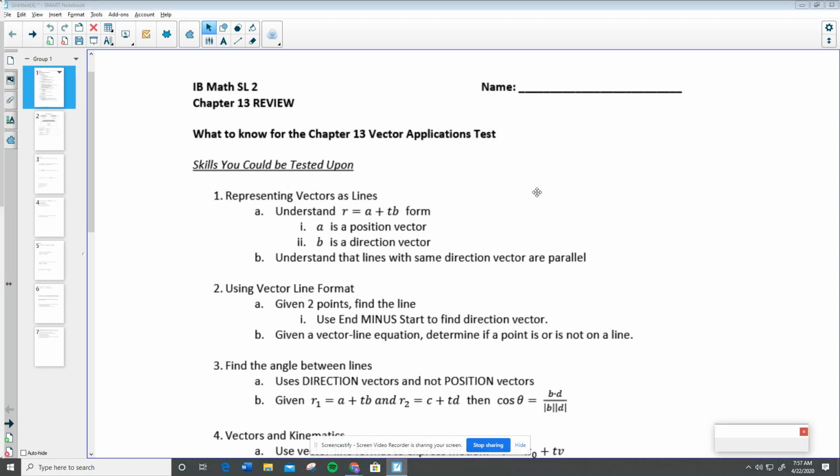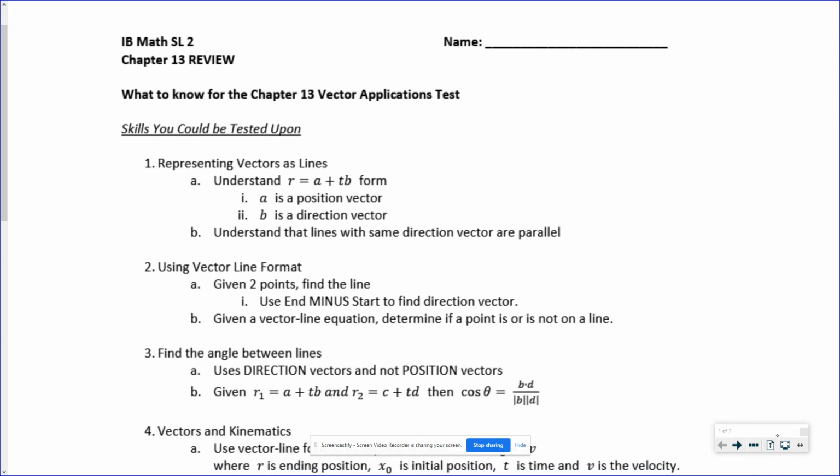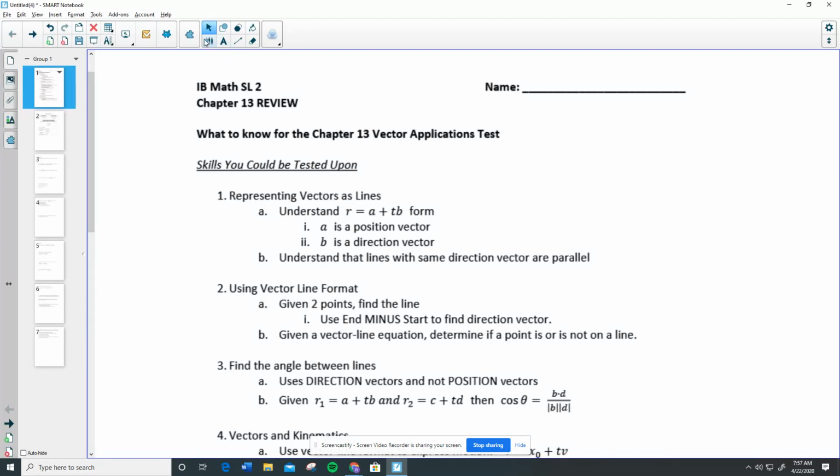Hello, Mr. Ruth here. I am making a short video to talk to you a little bit about what is going to be on the test on Friday. This is the standard review packet. If you haven't printed out the review packet, you might want to do that, or at least take a look at it so you've got both on your screen.